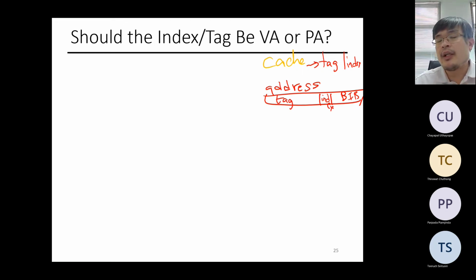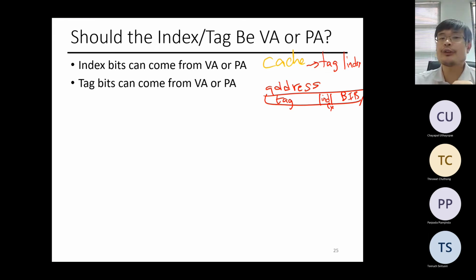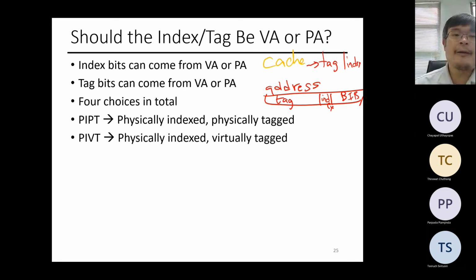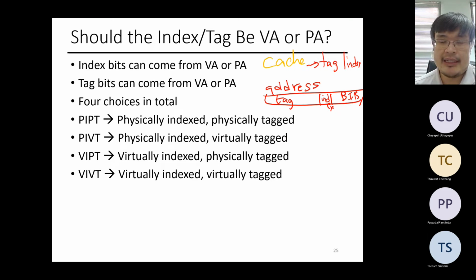You need to figure out, do I want to use the virtual address for the index bits or the tag bits? Do I want to use the physical address for the index and the tag bits or not? And you have basically 4 choices. You can have PIPT, physically indexed, meaning I use the physical address for the index bits, and physically tagged, also using the physical address for the tag bits. VIPT, which is virtually indexed, physically tagged, uses the virtual address for the index bits and then the physical address for the tag bits.